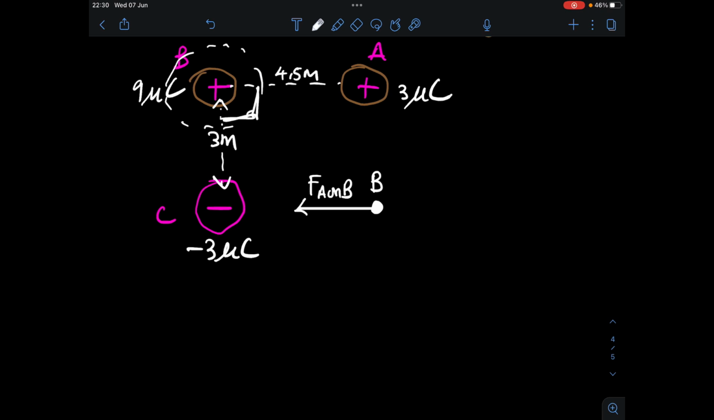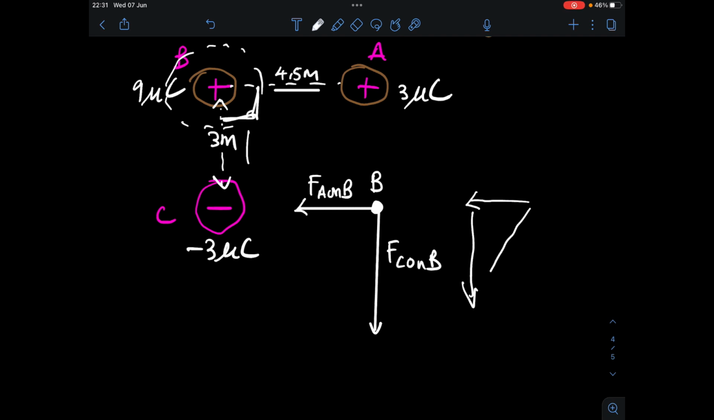And then what is C doing on B? C is attracting B downwards. I'm going to make it longer because, when you compare the distances, this one is 4.5 and this is 3. The shorter the distance, the bigger the force. So this force is going to be bigger. So this is the force of C on B. If it was a vector diagram, it would look like this.